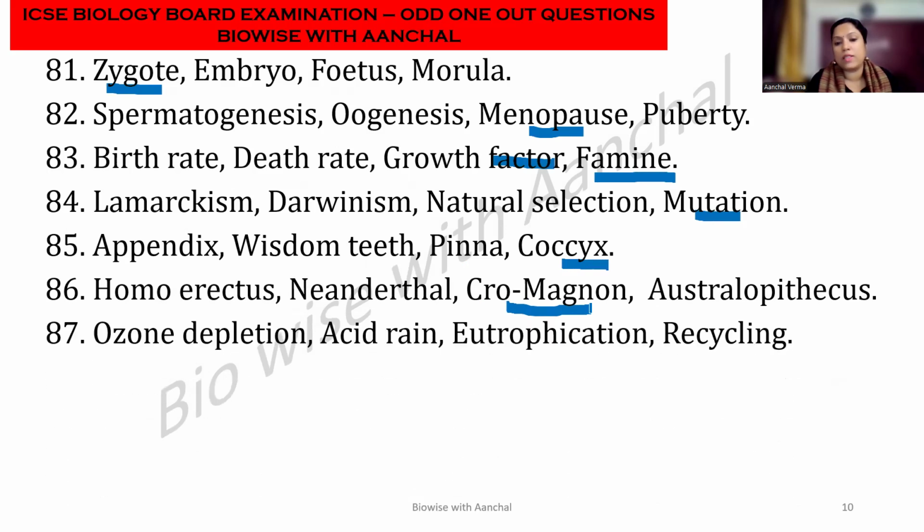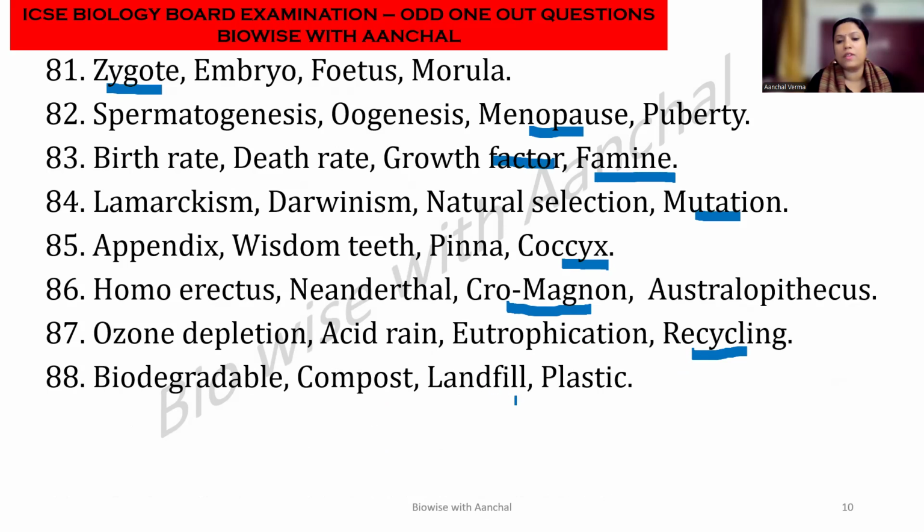Ozone depletion, acid rain, eutrophication, and recycling. Recycling, because the rest are all the cause of environmental problems or pollution. But recycling is a way to safeguard or reduce pollution. The rest are all adding up to pollution and problems on Earth.